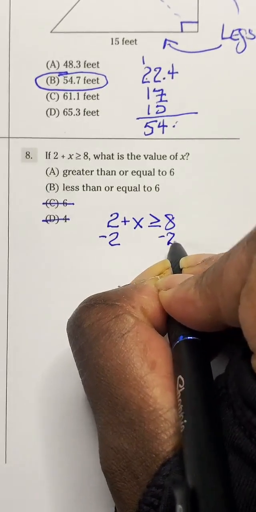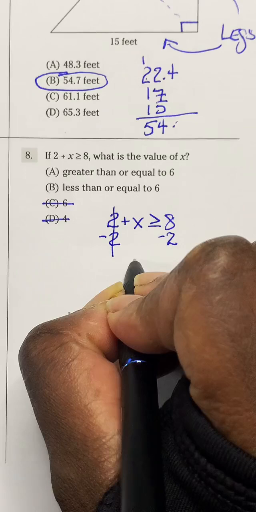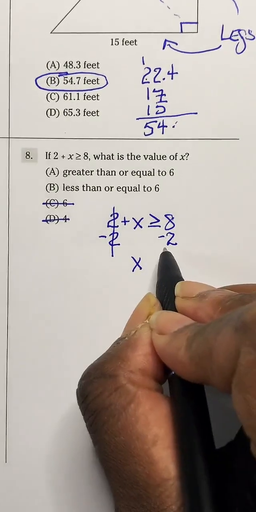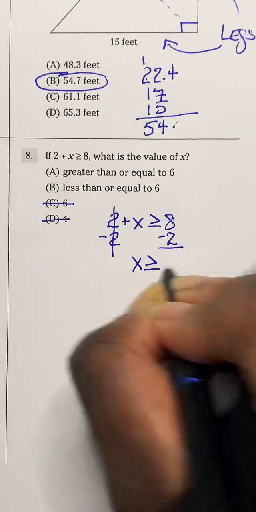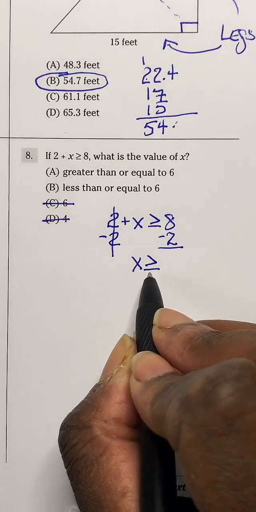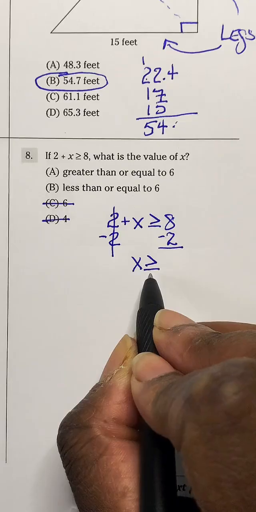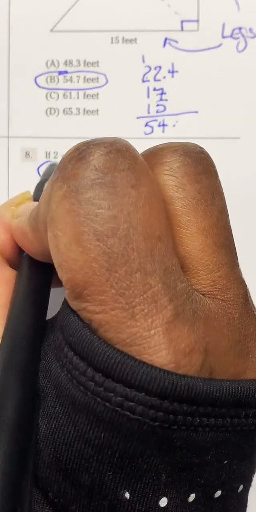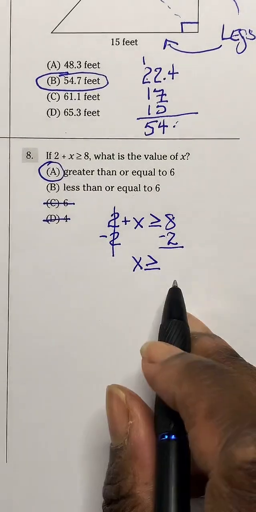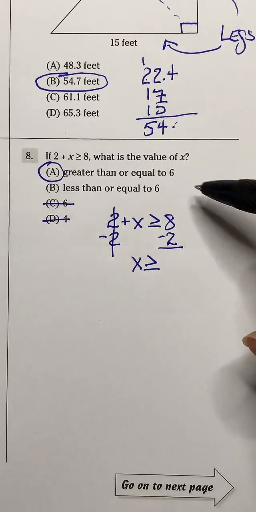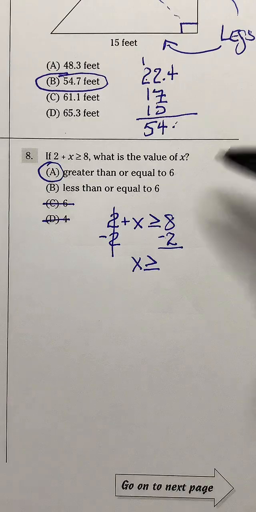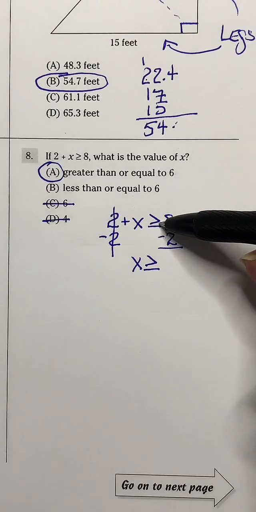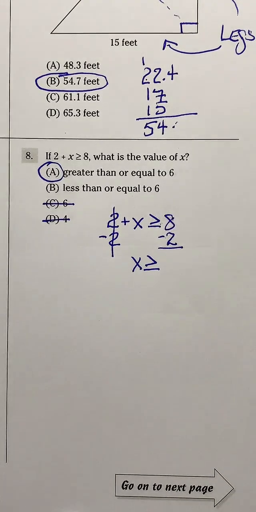Ooh, 2's are terrible on both sides. Since we're subtracting, that inequality sign stays exactly the same. So it's going to be greater than or equal to. So my answer is A. Notice I didn't finish it because I can see they're both equal to 6, so we can't change that. We didn't change the inequality sign, so your answer is just going to be A.